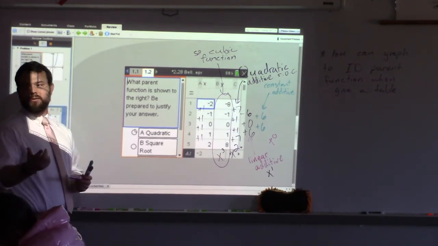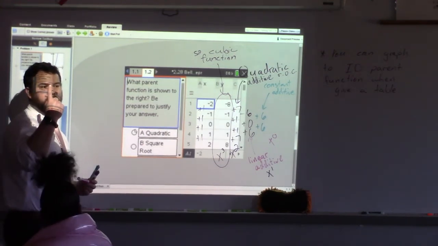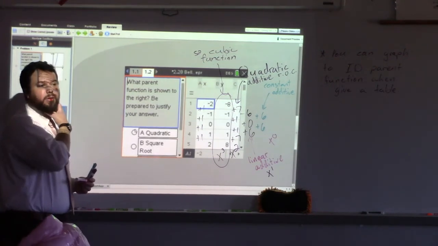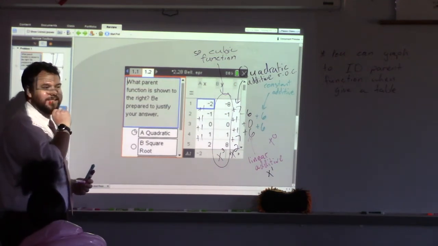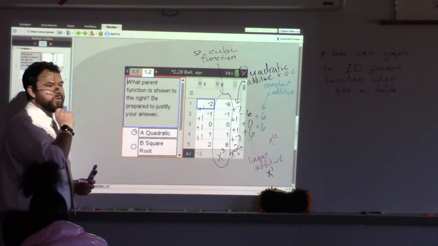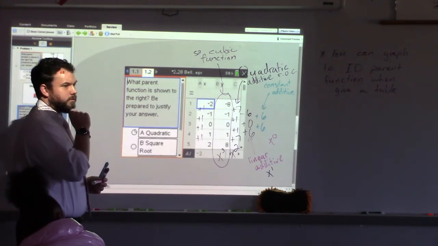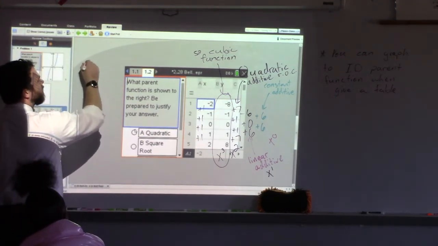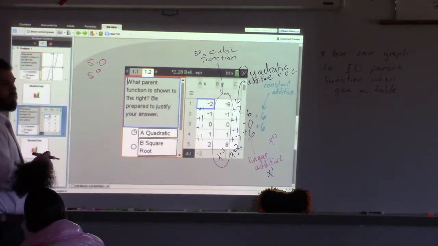Because what's anything to the 0? 0? No. 1. Anything to the 0 power is 1. You can test it on your calculator. Anthony doesn't believe me, but anything raised to the 0 is 1. We'll go into more detail about why. Wait, why is it 1? If 5 times 0 is 0, it should be 0. But that's 5 times 0, not 5 raised to the 0. So why isn't it 5? Because you're not multiplying by nothing.